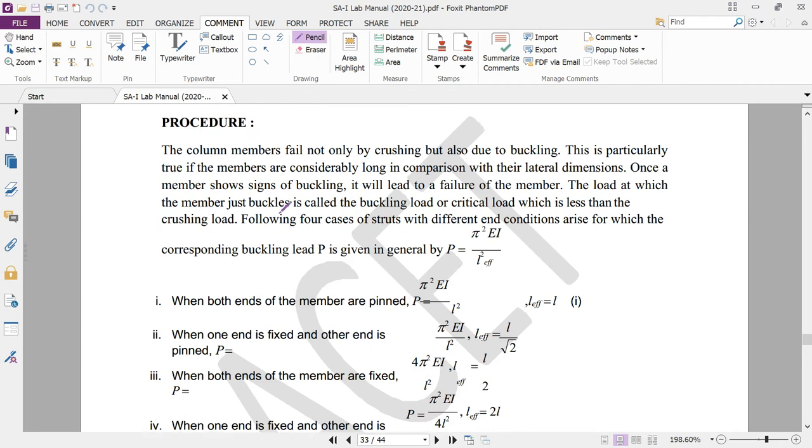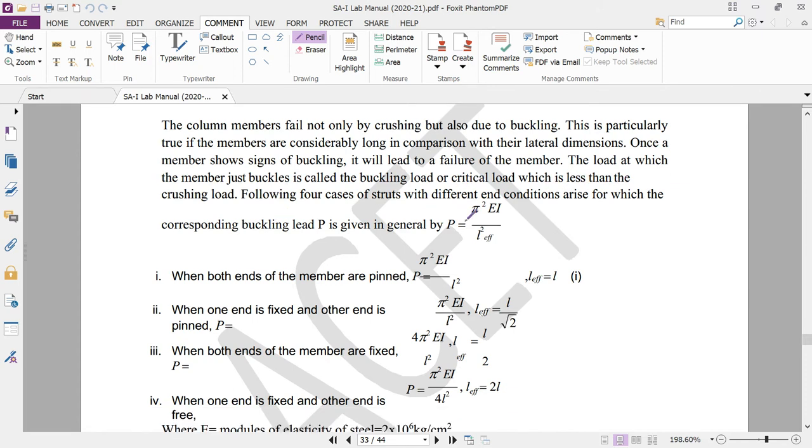The basic thing in the procedure is that the column member fails not only by crushing but also due to buckling. This is particularly true if the member is considerably long in comparison with its lateral dimensions. Once the member shows a sign of buckling, it will lead to the failure of the member, and the load at which the member buckles is called the buckling load or critical load, which is less than the crushing load.